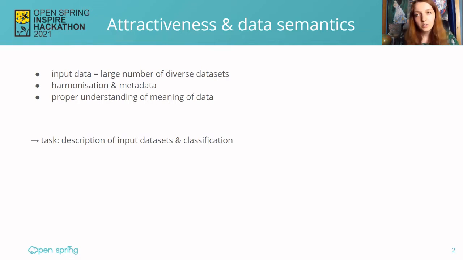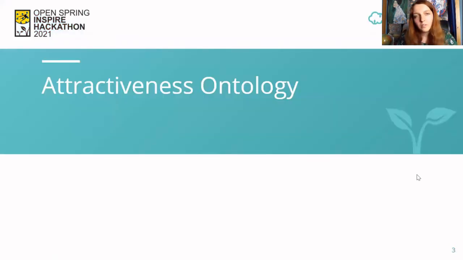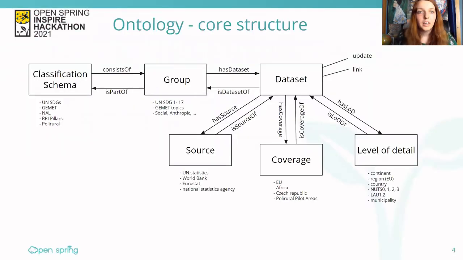That's why one of the tasks of this challenge was the semantics of the input data. We focused on data classification and its description with regard to different approaches to attractiveness. For this purpose, we developed an ontology that deals with general concepts of attractiveness, and the ontology should cover many different approaches to research and evaluation of the attractiveness of regions.